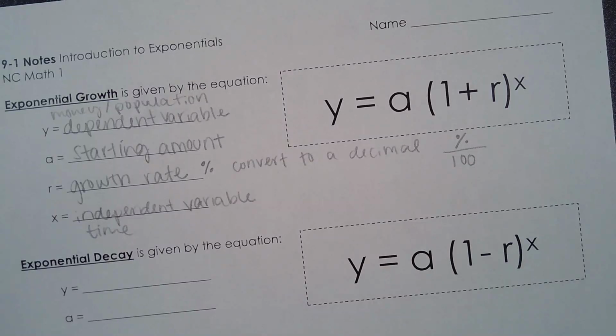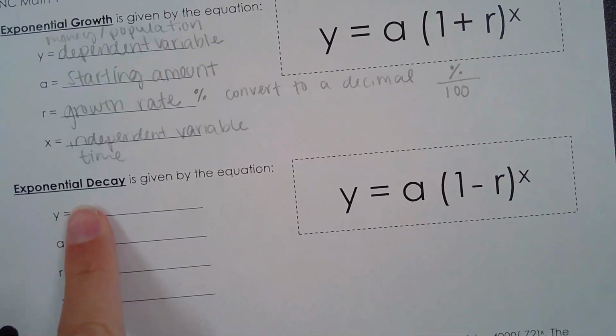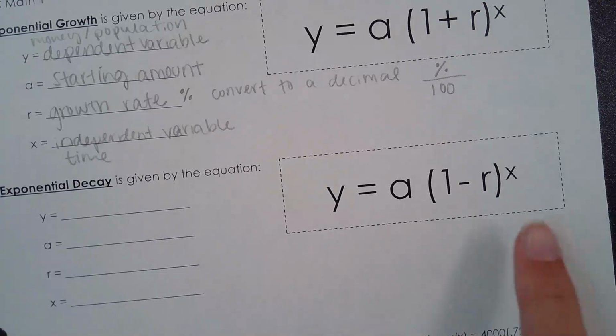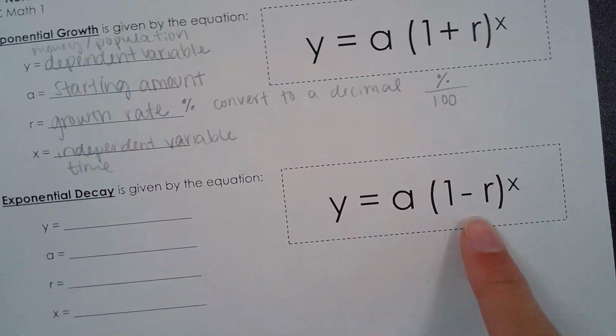Are we okay with all these things so far? Okay, so that's our formula for exponential growth. If it's growth, do you think it's getting bigger or smaller? Bigger, right? Makes sense? So our other one is exponential decay. Do you think it's getting bigger or smaller? Smaller. So the only difference when we write that formula is there's a minus for the rate instead of a plus for the rate, okay? Everything else is exactly the same.